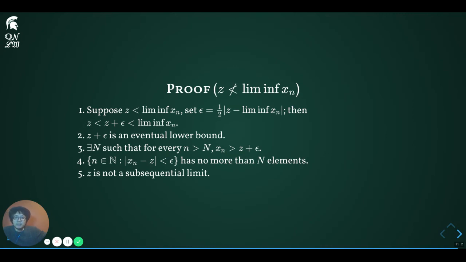Therefore, there exists some capital N such that for every subsequent index, x sub n is above z plus epsilon. Because of this, there cannot be more than N elements of the sequence that are within an epsilon distance of z. Since this set is finite, by theorem 52 again, we see that z is not a subsequential limit. Thanks to theorem 52 describing subsequential limits, this proof is extremely streamlined and sleek. Do make sure you are following the logic.